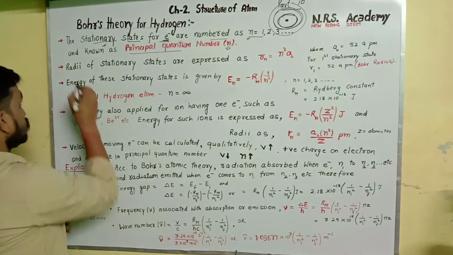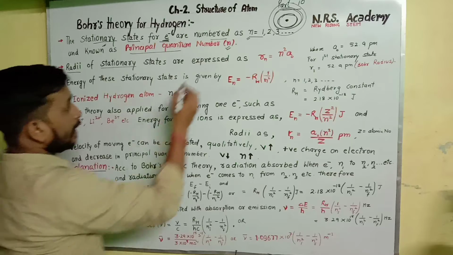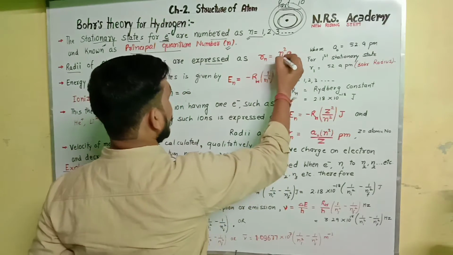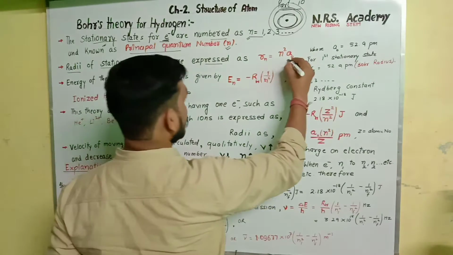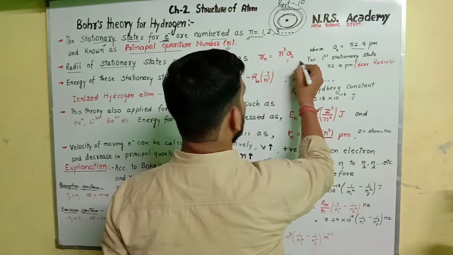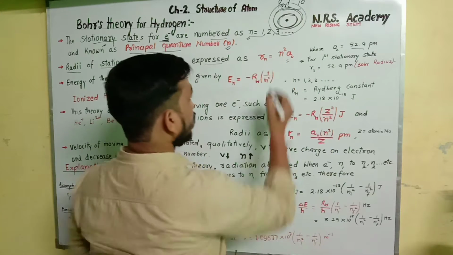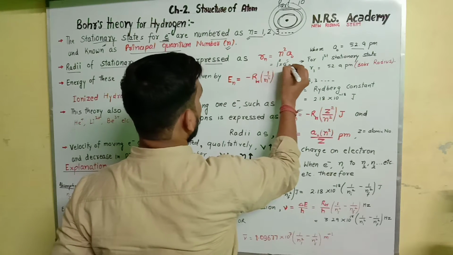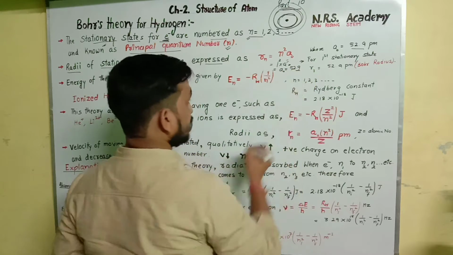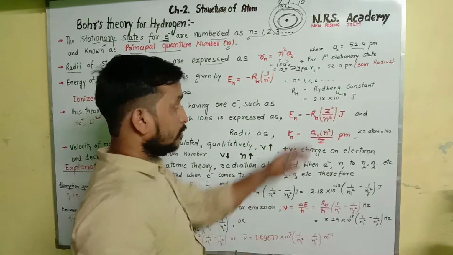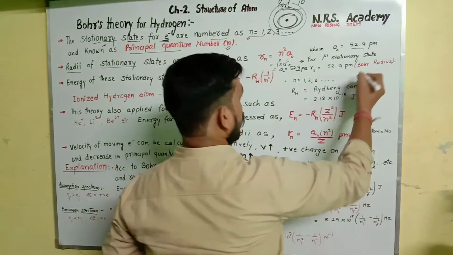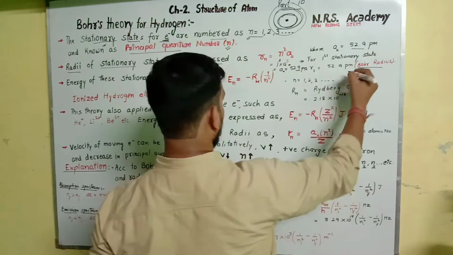Next, these stationary states, known as orbits, have a fixed orbit radius. The radius of the nth state is Rn = n² × a0, where a0 is a constant with a value of 52.9 picometer. If we take n as 1, we get 1² × a0 = a0 = 52.9 picometer. So the radius of the first stationary state is 52.9 picometer, also known as the Bohr radius for a hydrogen atom.